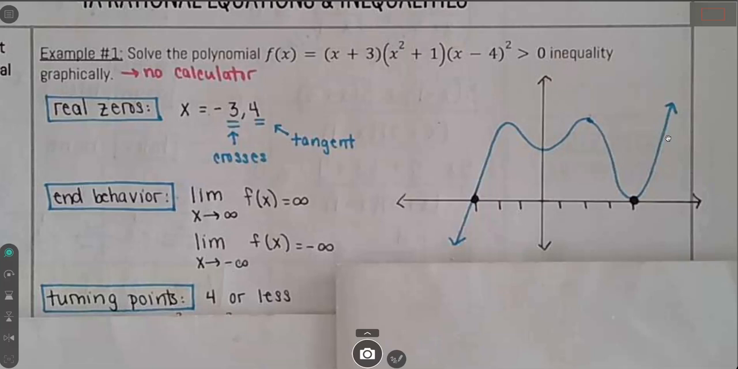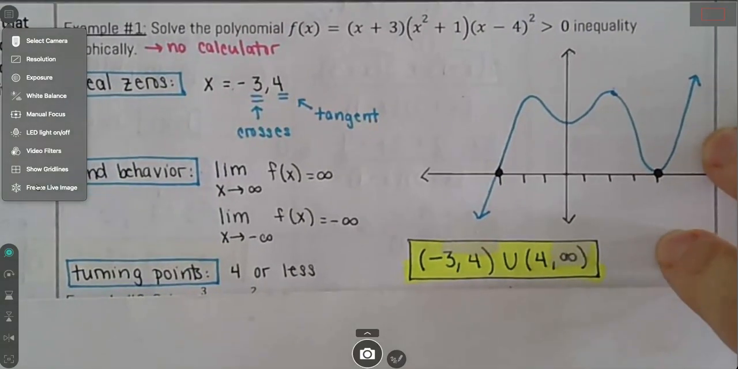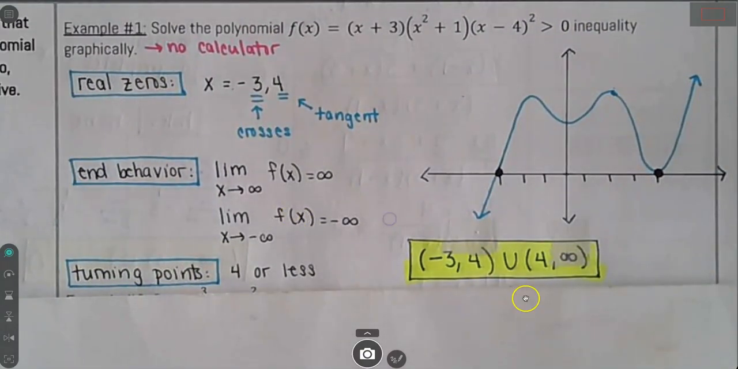All right, ladies, everyone got it? Here is the answer. So we have -3 to 4 and 4 to infinity.